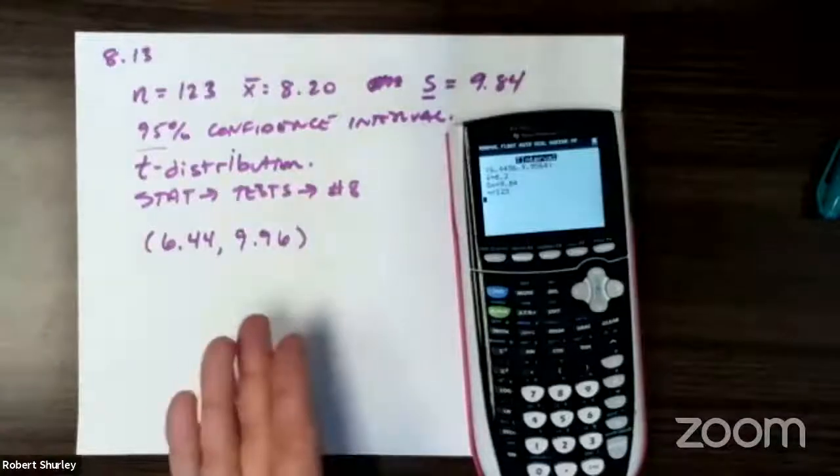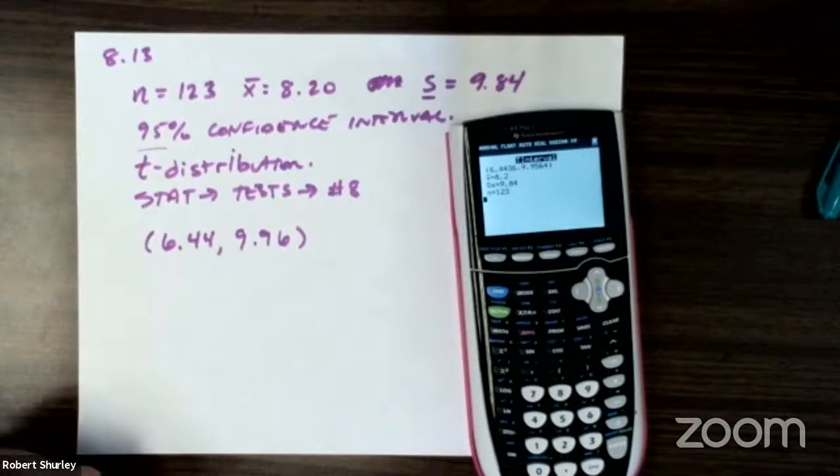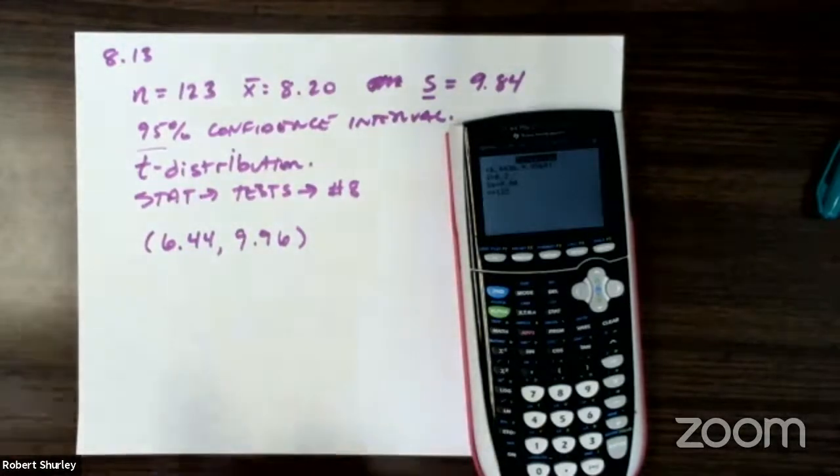So now notice if you're looking at your book, they do this by hand in 8.13. And if you look at step 4, they wind up with the population mean between 6.44 and 9.96. So you can do this by hand, but it's a lot easier on the calculator, right? Now, this interprets the same way.